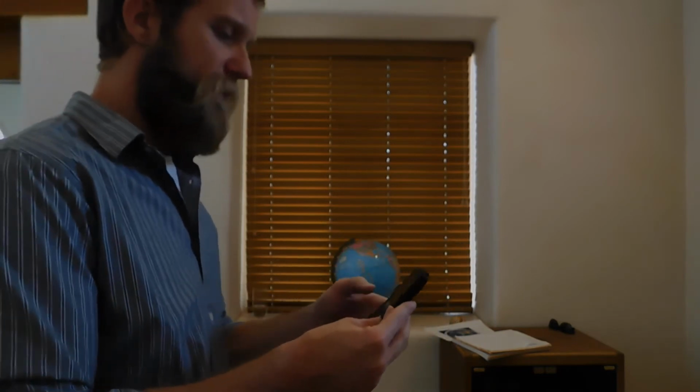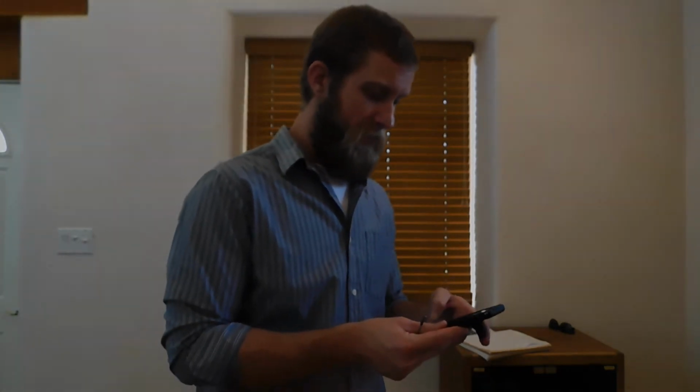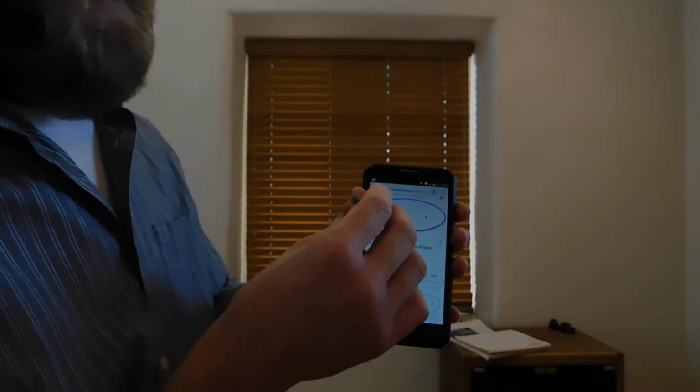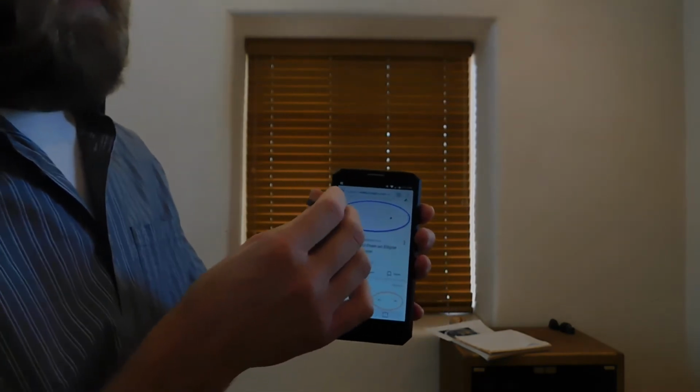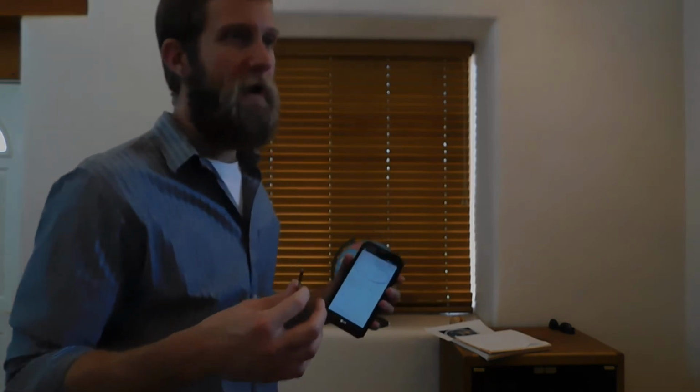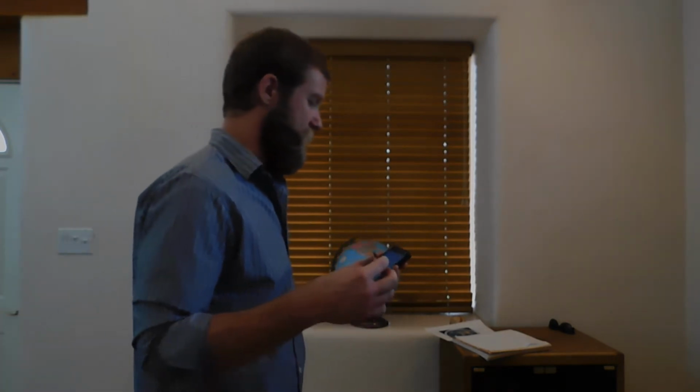But I've already explained how an ellipse needs two foci, and there's only one. So here's that ellipse again. It needs these two foci, and there's only one. So this is another magical property of gravity and things of this sort.